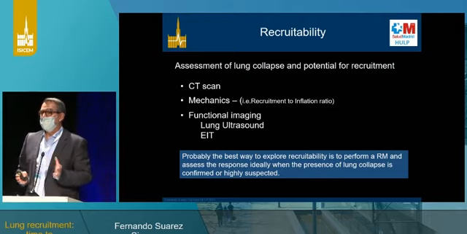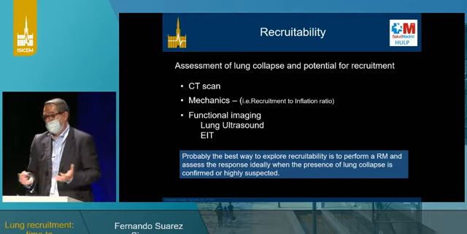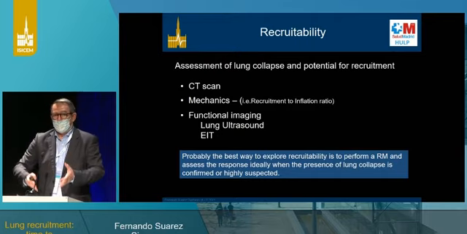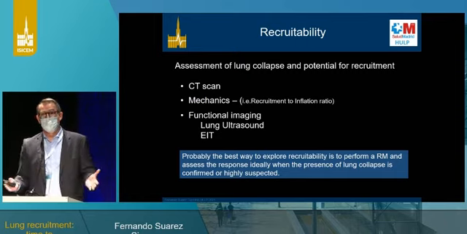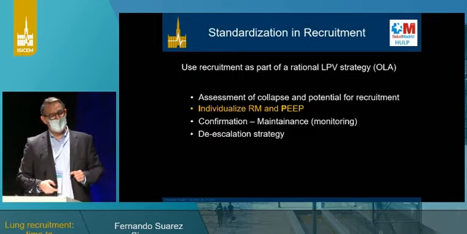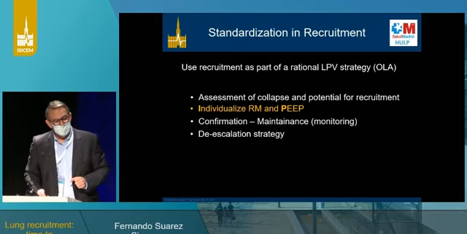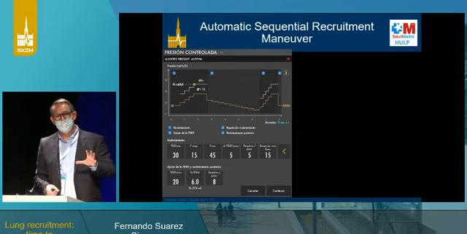So, and this may not sound very scientific, but I think from a clinical perspective, probably the best thing you can do is recruit the lung, make a formal recruit maneuver, and assess the response. I think it's the best way to come clear whether this patient is responsive or not, and looking at specific goals. So individualized recruitment and PEEP.